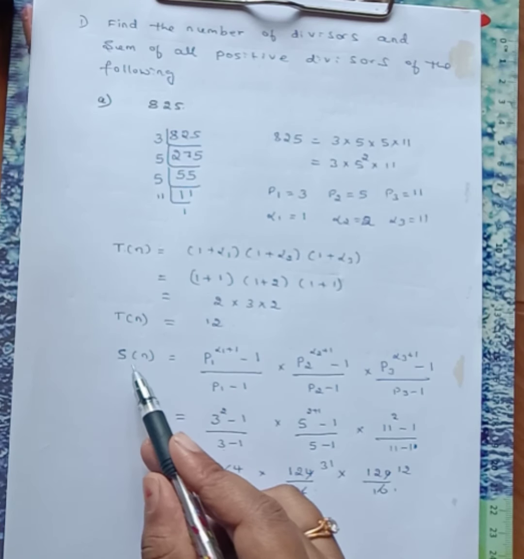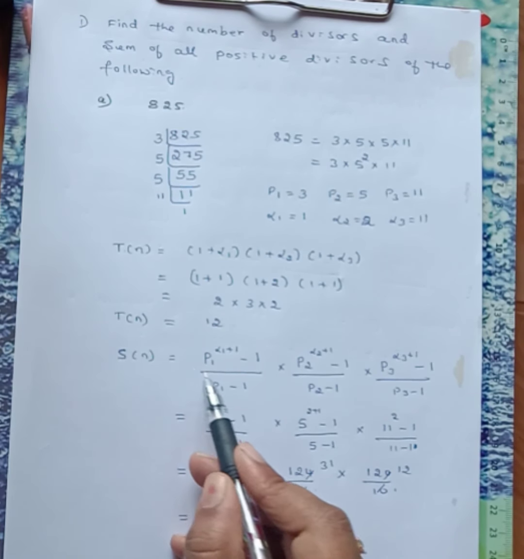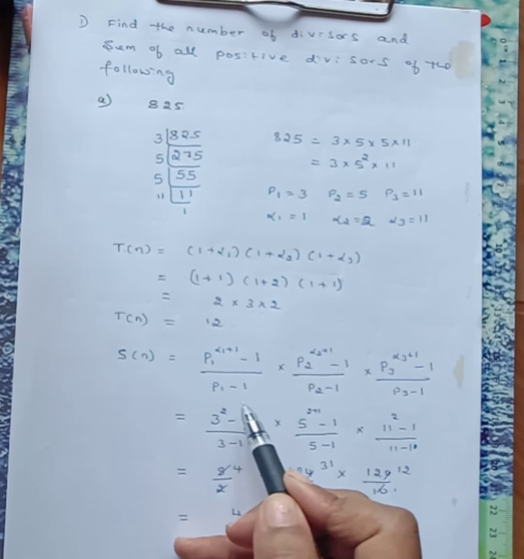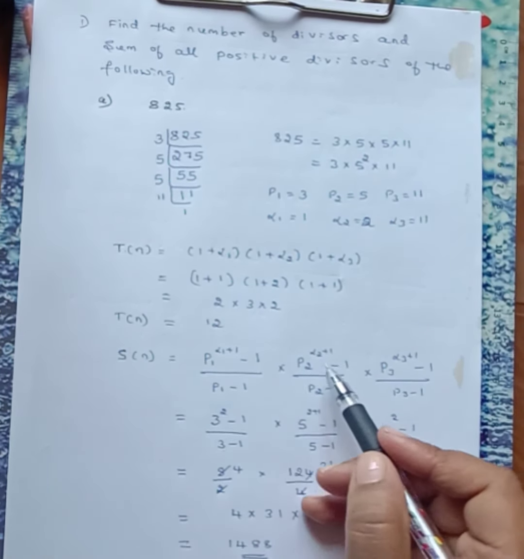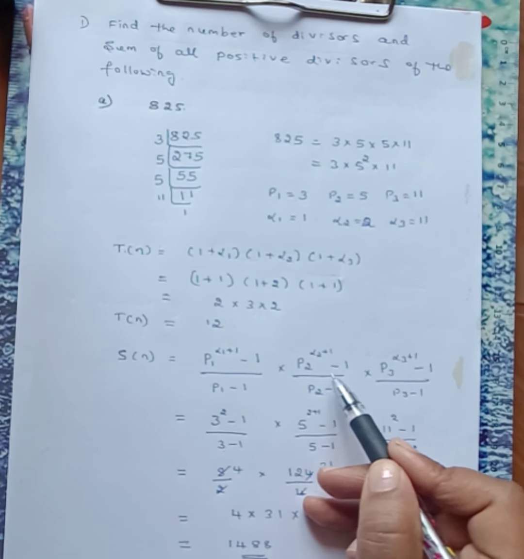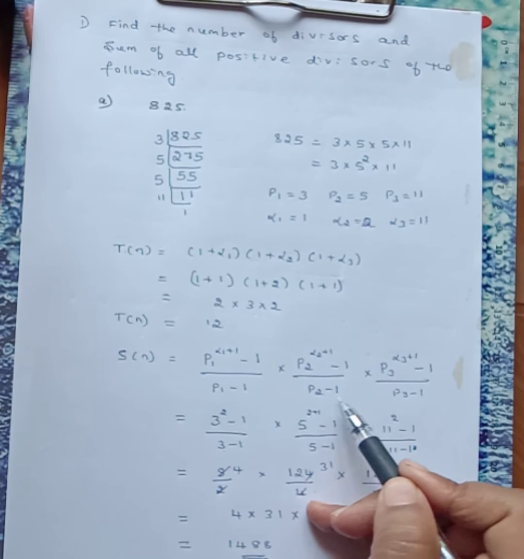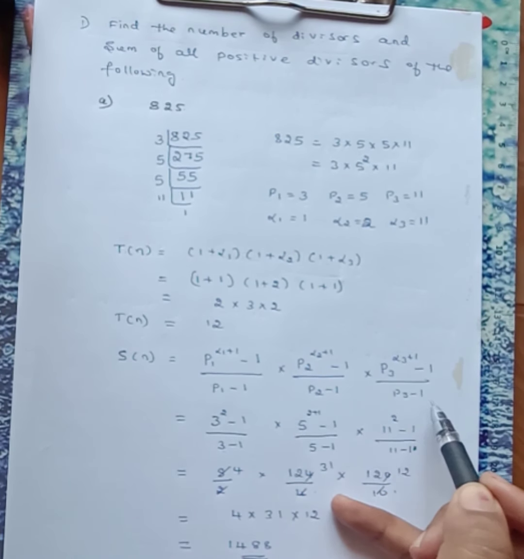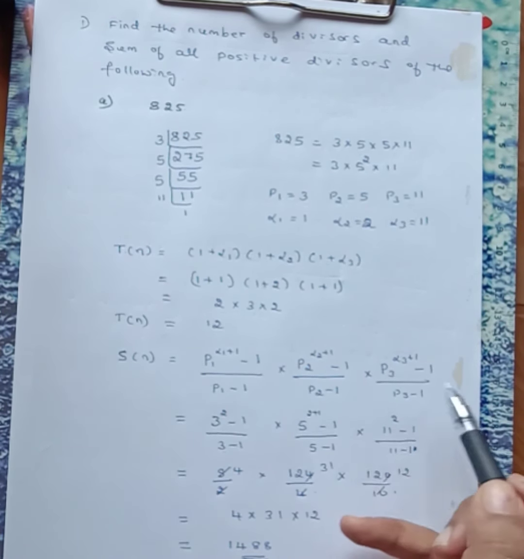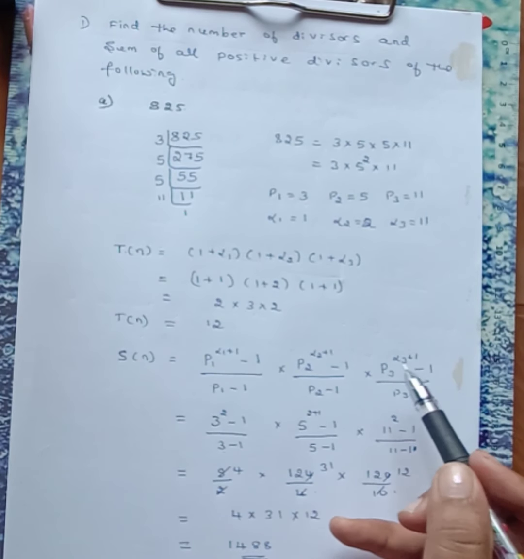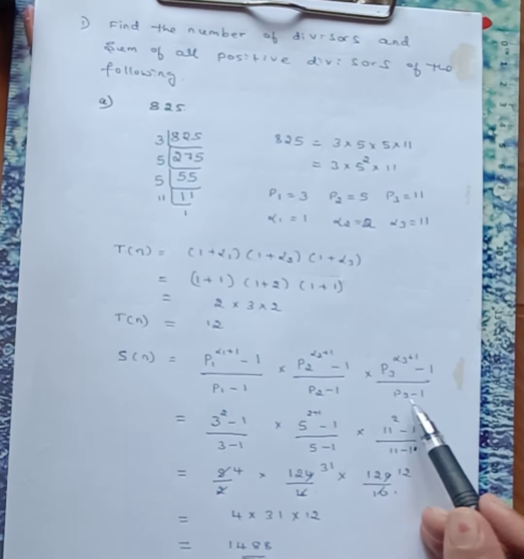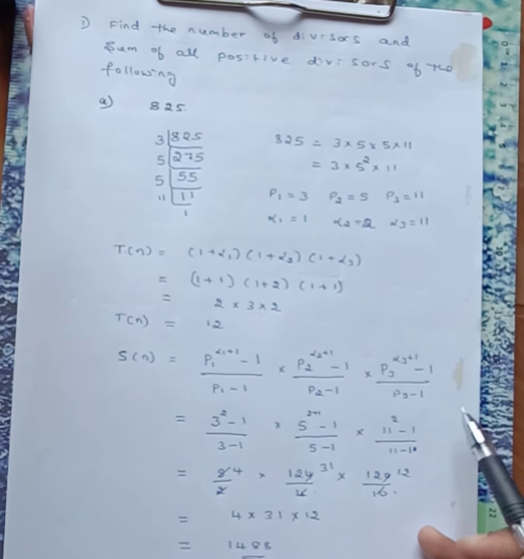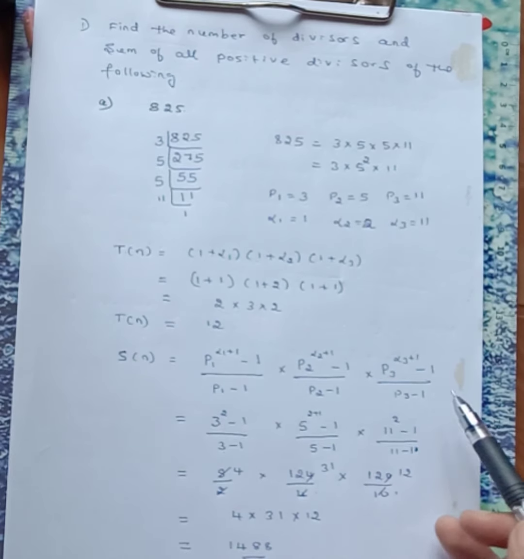Similarly, we know the formula that S of n is equal to (P1 to the power of alpha 1 plus 1, minus 1) divided by (P1 minus 1), into (P2 to the power of alpha 2 plus 1, minus 1) divided by (P2 minus 1), into (P3 to the power of alpha 3 plus 1, minus 1) divided by (P3 minus 1). I will stop at P3 because we have only 3 factors. In the formula, it goes up to n factors.